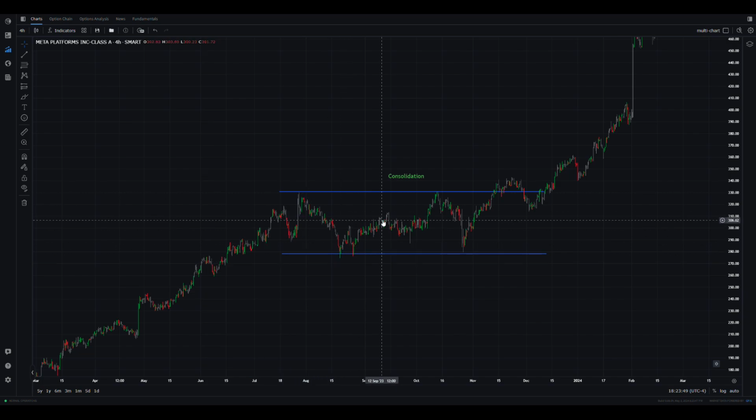During consolidation, the price fluctuates within a defined range, bounded by support and resistance levels as buyers and sellers compete for control. One of the key characteristics of consolidation is a decrease in volatility. Volatility measures the magnitude of price fluctuations over a specific period.